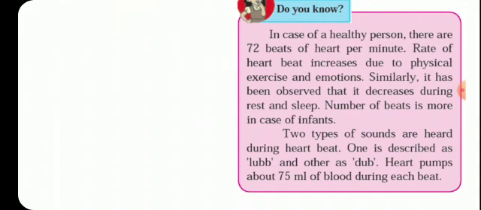The heartbeat depends upon the following factors: exercise, when we do exercise workouts, the heart actually beats faster, and the rate of heartbeat is more in infants. Heartbeat decreases during rest and sleep, and 75 ml of blood is pumped out of the heart during each heartbeat. There is a lub and dub heart sound at the time of each beat, which is because of the closing of the heart valves.